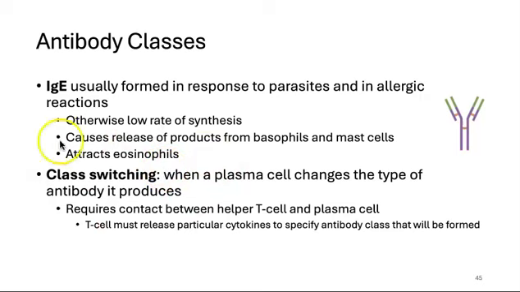Now, there's a possibility of class switching when a plasma cell changes the type of antibody that it produces. This does require contact between that helper T cell and the plasma cell, and the T cell has to release a particular kind of cytokine in order to specify which antibody class needs to be formed.